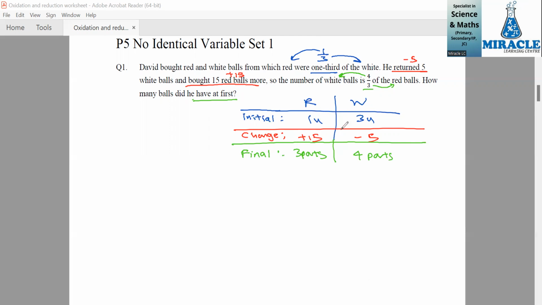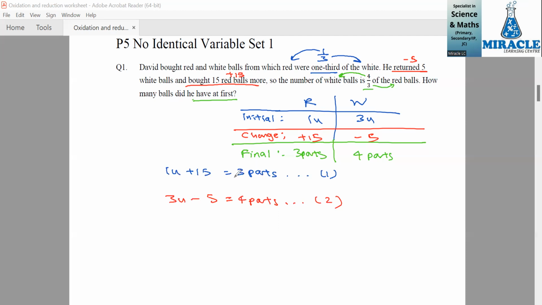And how do we find the value of 1 unit? We would have to form an equation of just whole numbers and units. So based on this ratio over here, we can form 2 equations. We have 1u plus 15 equals to 3 parts. So this is our first equation. And our second equation would be 3 units minus 5 equals to 4 parts.